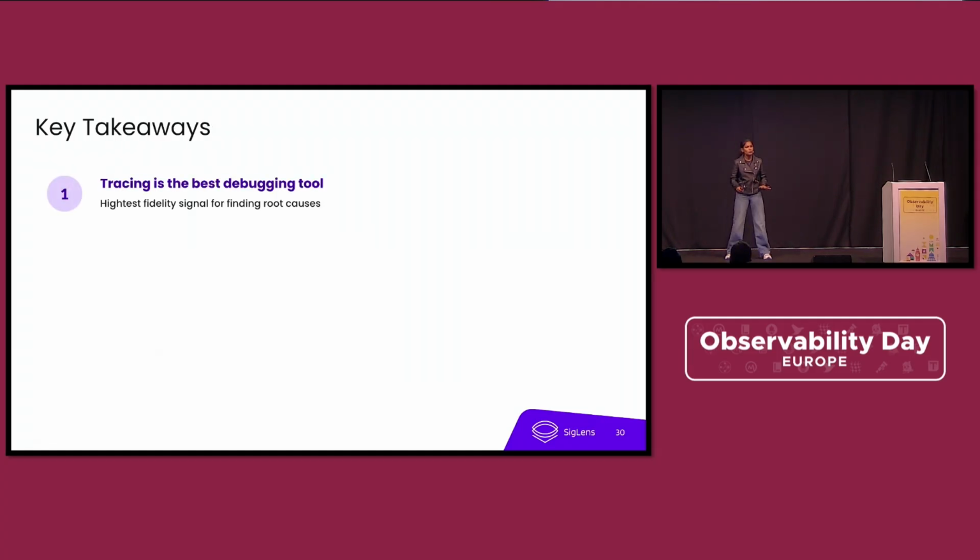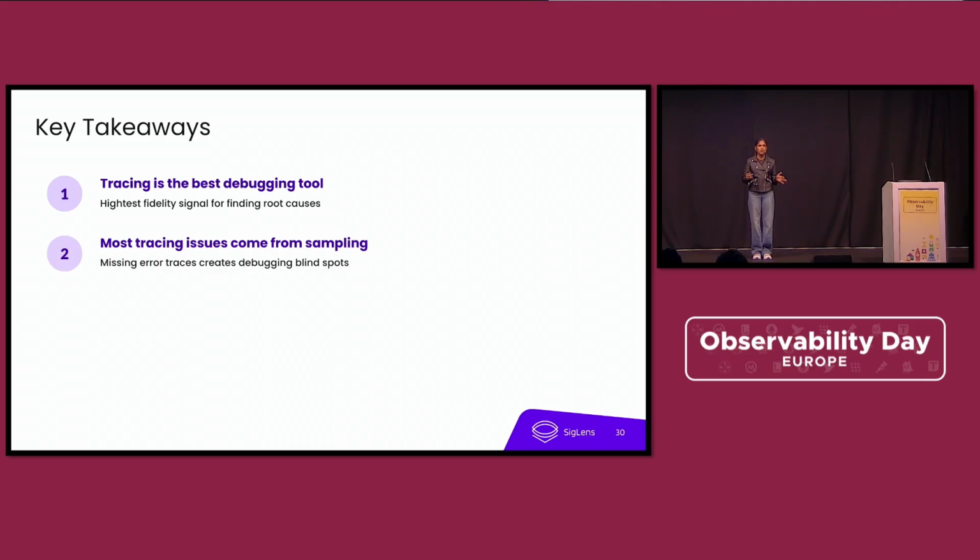Now let's talk about the key takeaways from this whole journey. First, tracing is the best debugging tool. It provides the highest fidelity signals for finding the root cause. You get a complete picture of what is happening, and you find the root cause, and you don't have to spend hours looking or guessing what is happening.